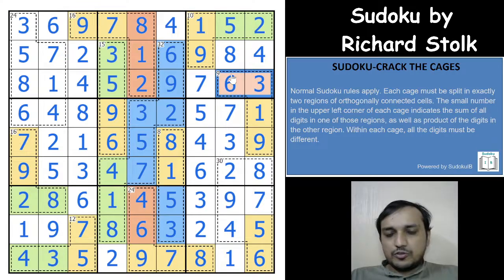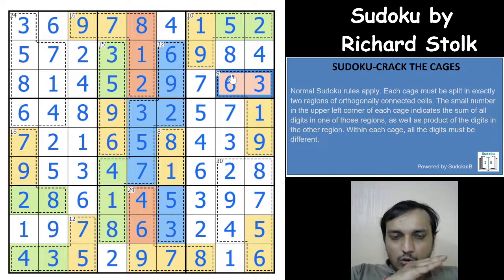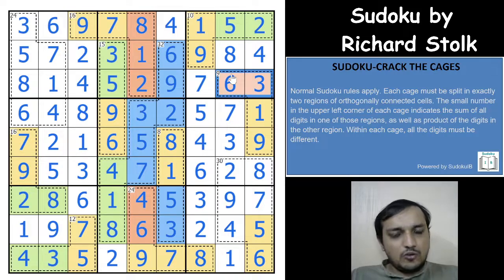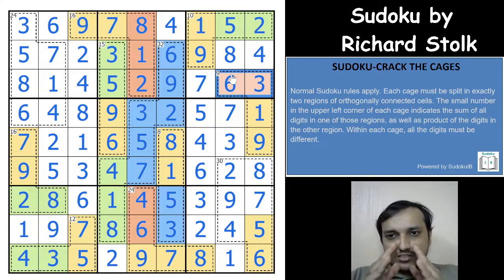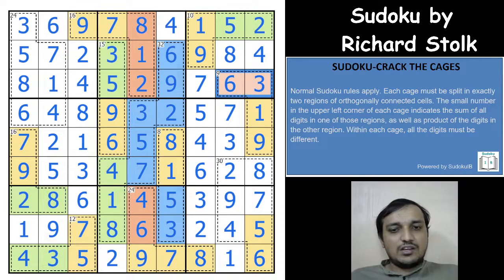Thanks a lot, Richard, for such a wonderful Sudoku. It couldn't have been a better one, I would say. Amazing Sudoku, amazing logic, amazing solve path. At no point I thought that I had to bifurcate at this, because I am 100% sure that if it is a Richard Stolk Sudoku, I don't need to bifurcate at all. There would be some amazing logic hidden inside this Sudoku, and this is what it is actually.